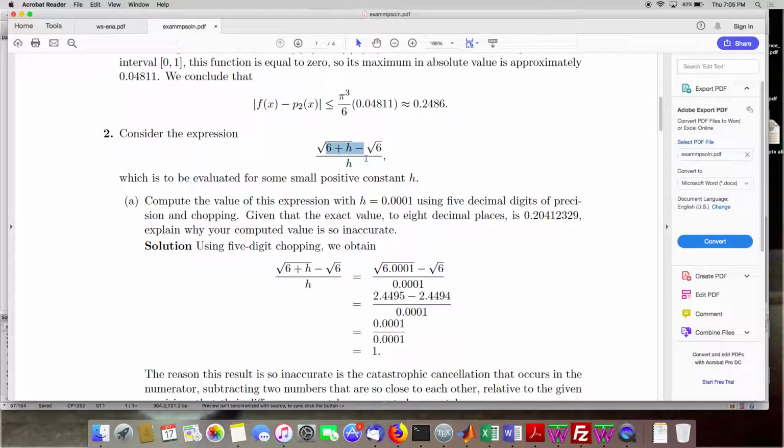So given an expression, identify the issue. Which is it? Is it cancellation or overflow? Modify the expression, and then go from there.